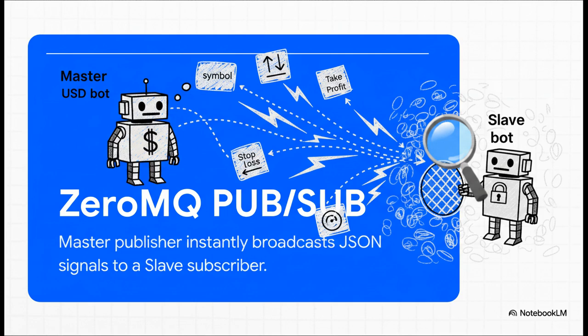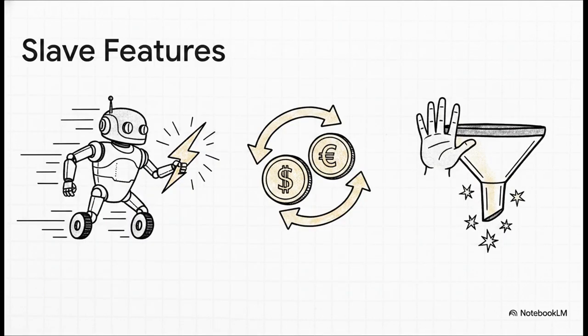Meanwhile, the slave bot, sitting quietly as a subscriber, instantly catches that signal. Now, what's really fascinating about the architecture of this slave executor is that it doesn't run any AI itself. It is designed purely for lightning-fast execution. Because it operates in Japanese yen, while the master is in US dollars, it actually handles real-time currency conversion on the fly for accurate risk sizing.